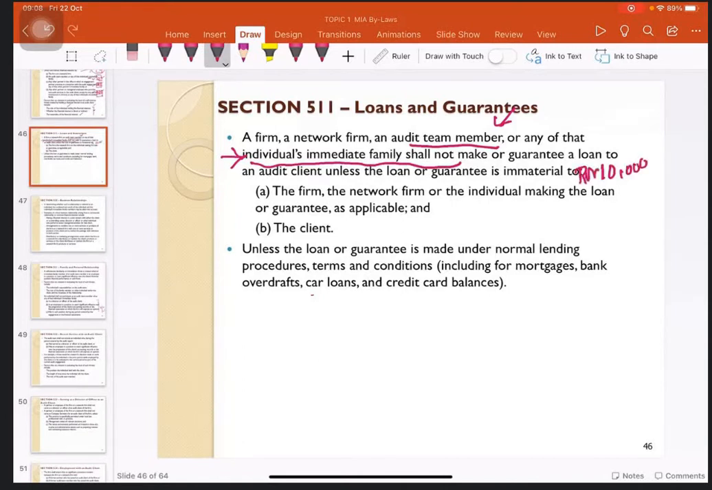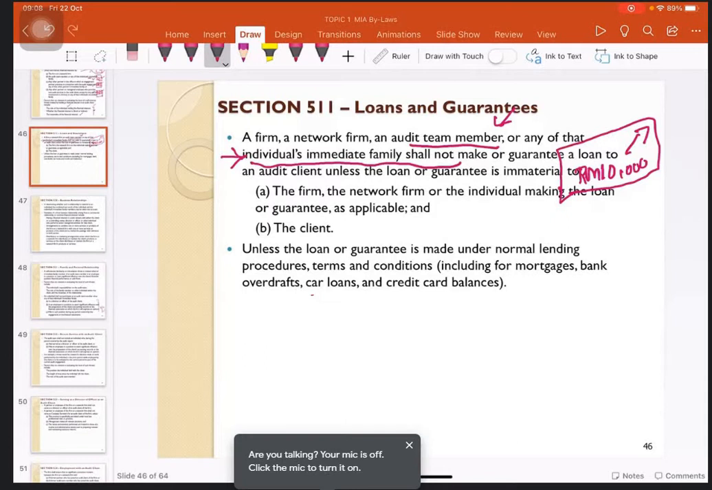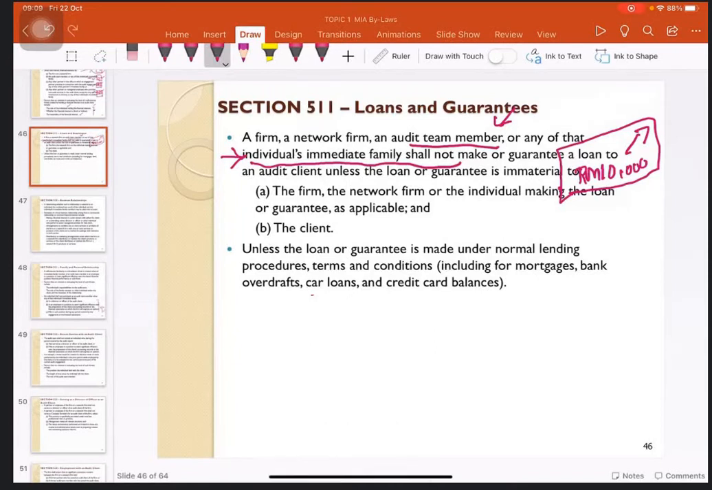Nanti I double check ya, sebab this one kita kena tengok dalam Company Act, okay? Sama ada benda tu material or not material, okay? So the firm, the audit firm of the individual making the loan or guarantee as well as the client. Basically, we are not supposed to give loan to our client and the client pun tak boleh bagi loan kepada kita lah. Tetapi macam I cakap tadi lah, normally macam mana auditor tu bagi loan kepada client adalah undue audit fees. Kadang-kadang bukanlah you bagi duit kat dia sebagai loan kan. Tetapi bila dia tak bayar your audit fees, okay, so the audit fees be considered sebagai loan to your client.